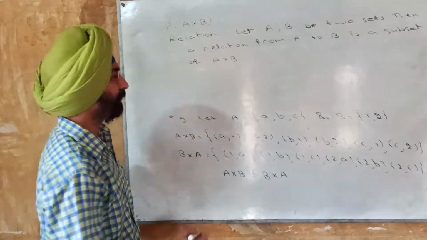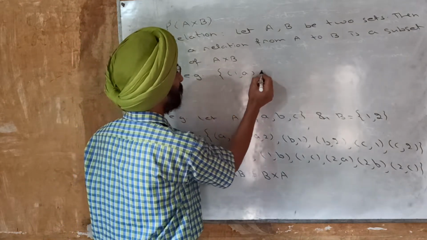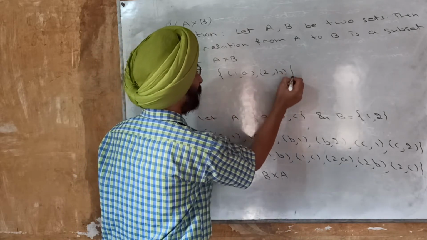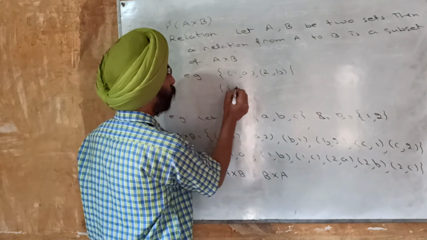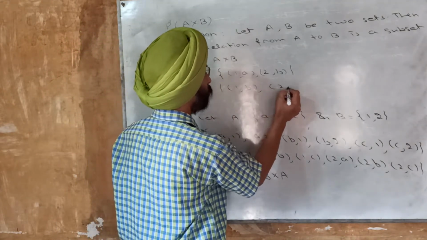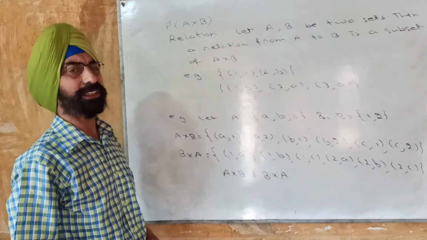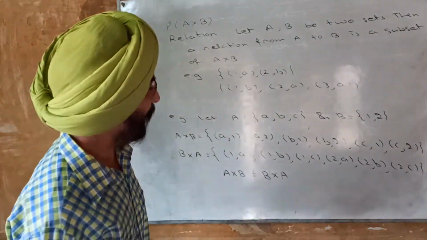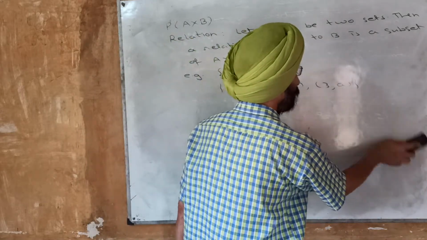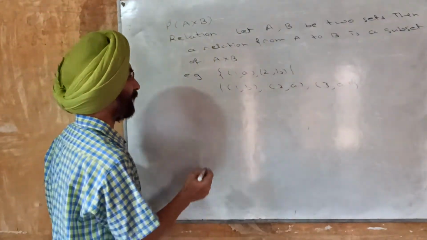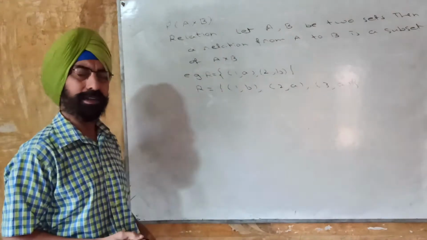So we will take any one. For example, if I write {(1, a), (2, b)}, then it is a relation from A to B. If I write {(1, b), (2, a), (3, a)}, it is again a relation from A to B. And in general, we will denote a relation by capital letter R. So I am writing here R to denote a relation.